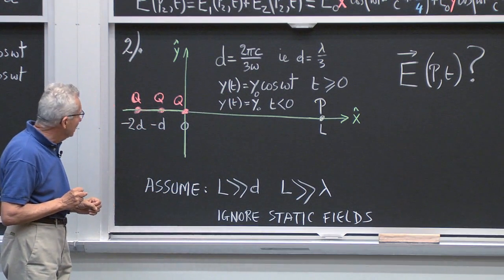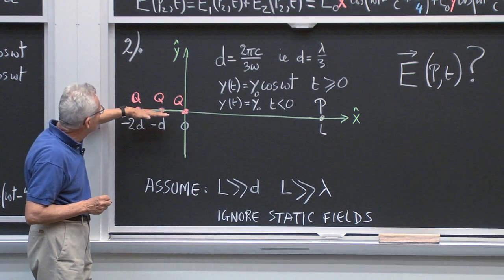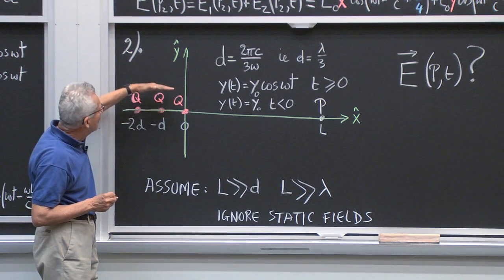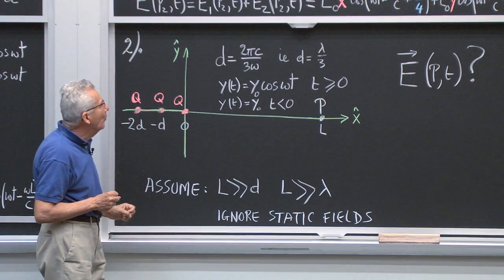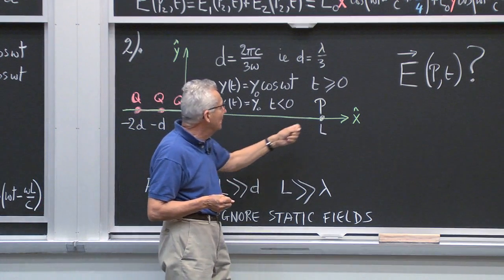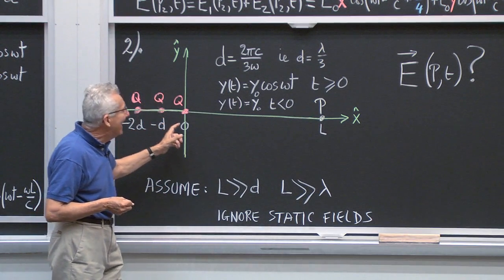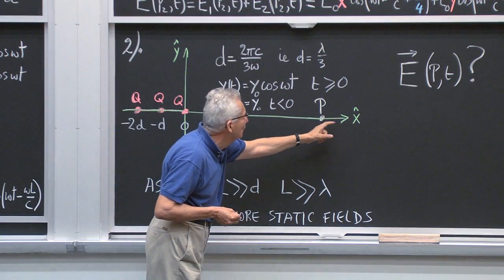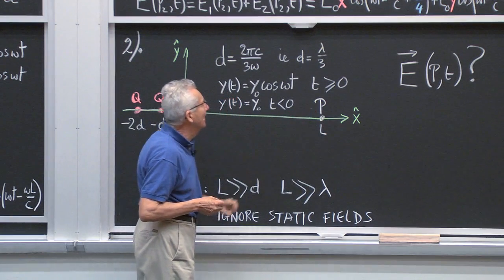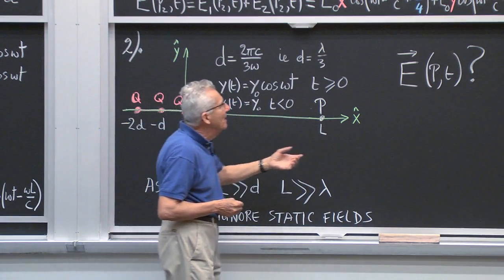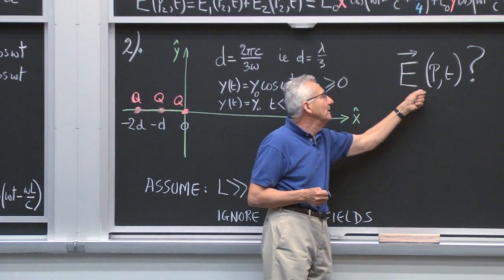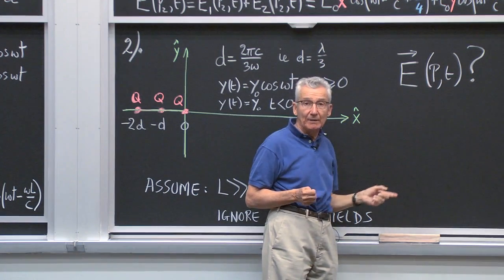The question is, as a result of this oscillation of charges, what will be the electric field a long way away from here, at position L along the x-axis, so we call that position P. So the problem is: calculate E at position P for all times.